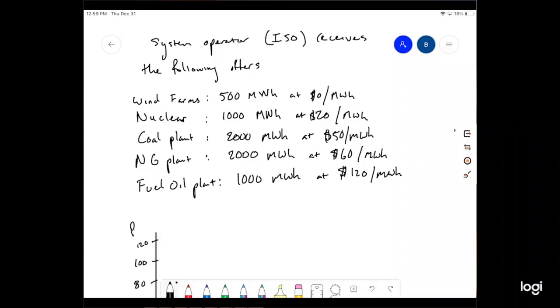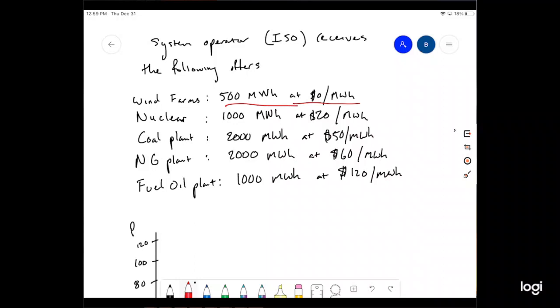Okay, this is the handwritten example of an aggregate supply curve and an ISO equating supply and demand. So let's suppose there's an ISO, a system operator, that receives the following offers. They have a wind farm that is willing to produce 500 megawatt hours at $0 per megawatt hour. That's this first line here.